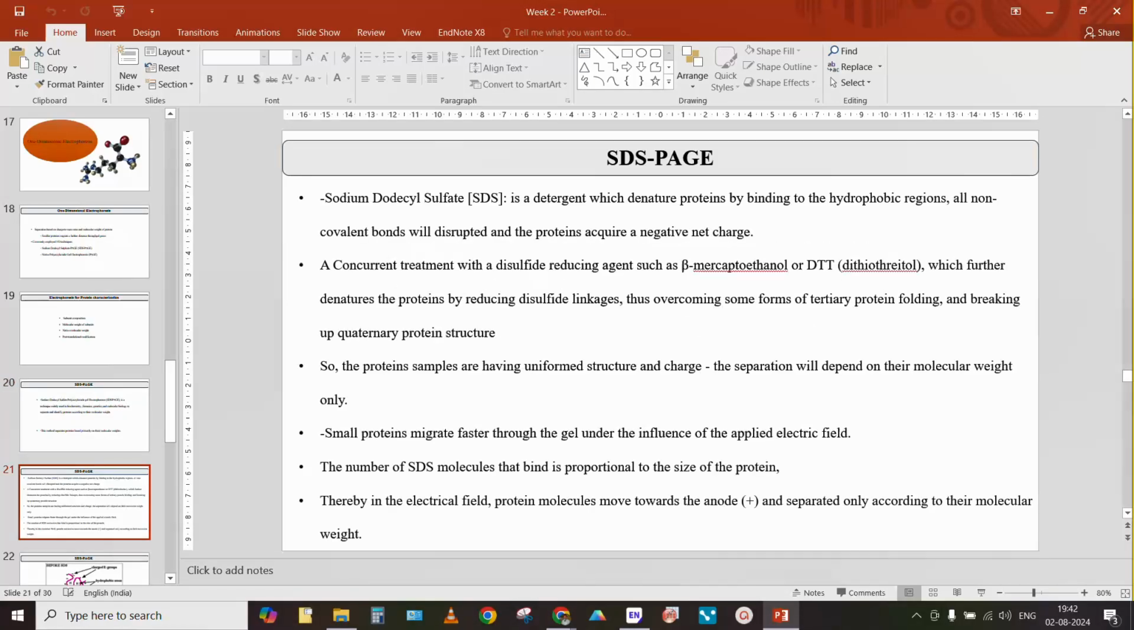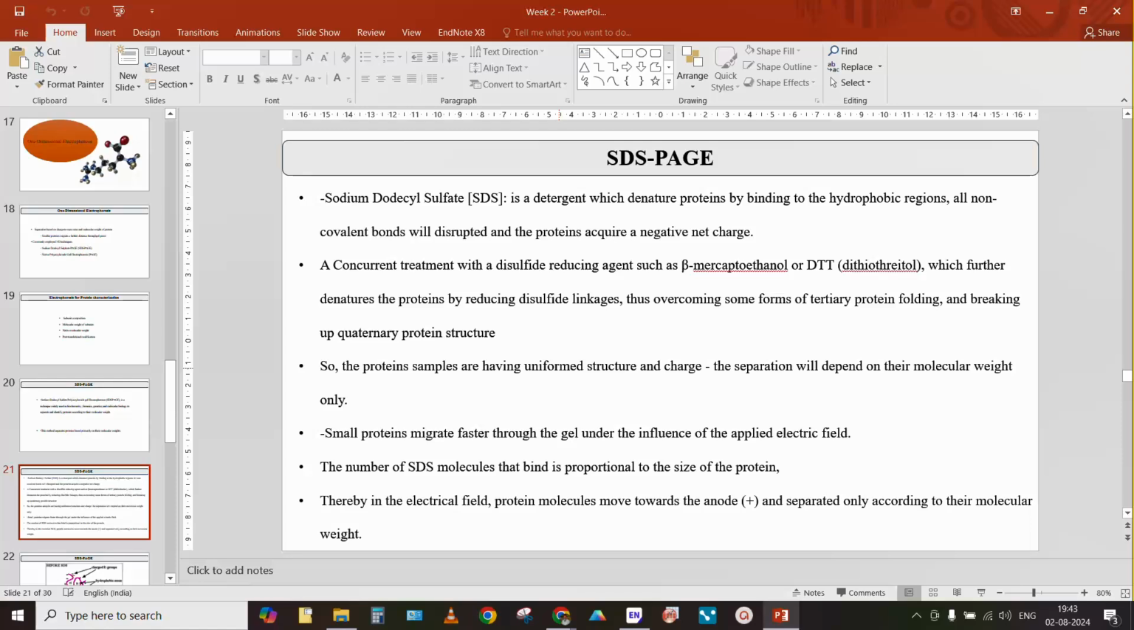Okay, so this is a concurrent treatment with a disulfide reducing agent such as beta mercaptoethanol, or we can say DTT, dithiothreitol, which further denatures the proteins by reducing disulfide linkages. So thus overcoming some forms of tertiary protein folding and breaking up tertiary protein structures. So the protein samples have uniform structure and charge, so the separation will depend on their molecular weight only.